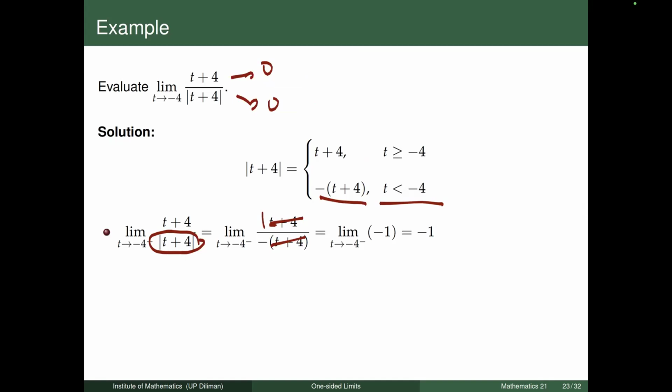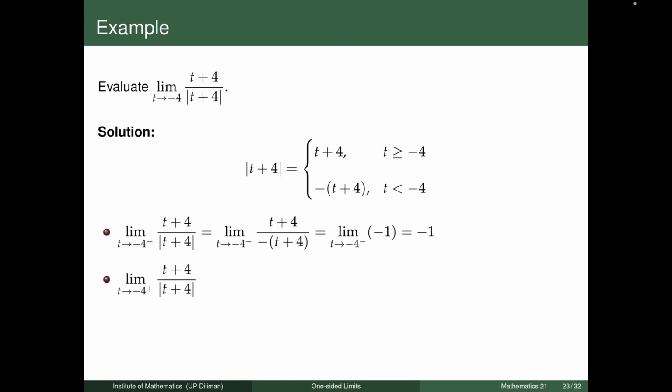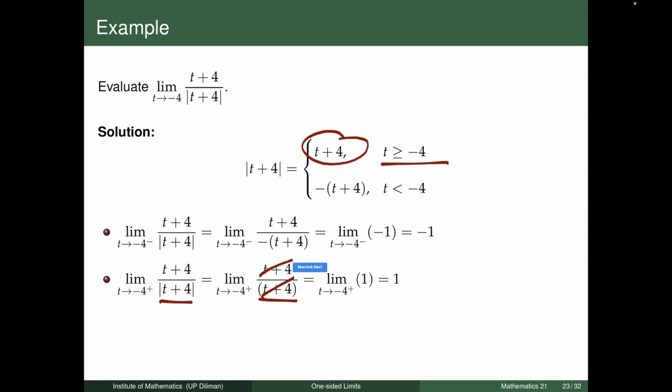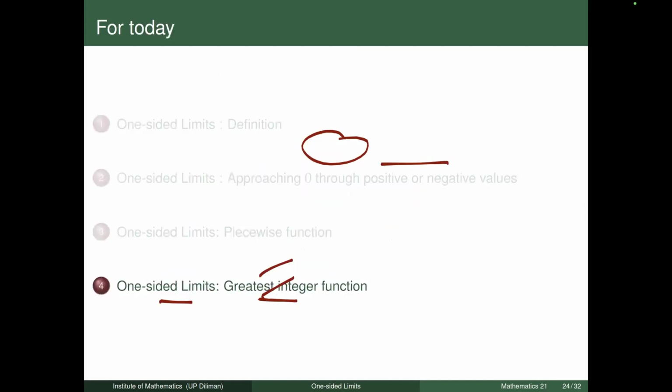If our t is approaching -4 from the right, so it will be greater than -4, this is the function that we use. So we replace the absolute value by t plus 4. And then we can cancel, and we just get the limit of 1, which is 1. And we can see that the limit from the left is not the same as the limit from the right. So we conclude that the limit as t approaches -4 does not exist. Okay.